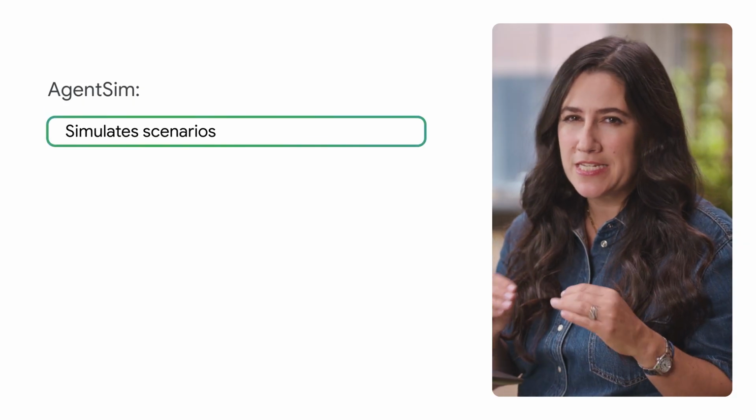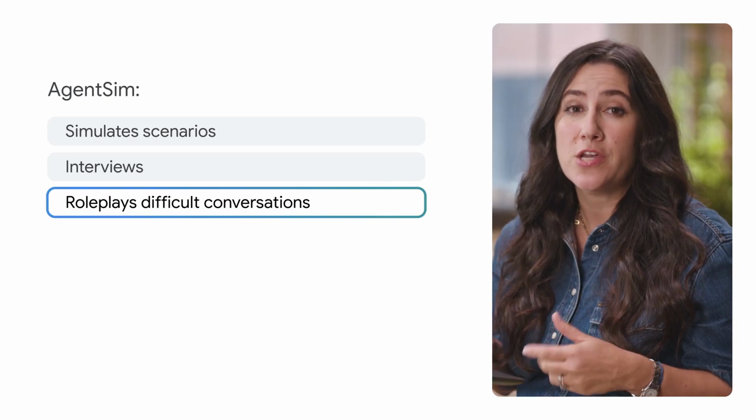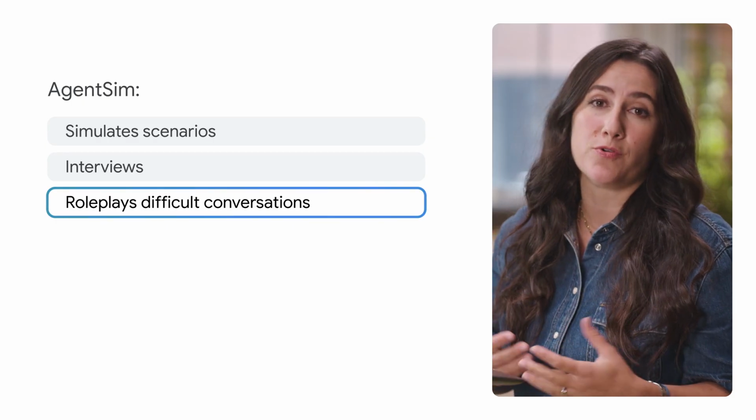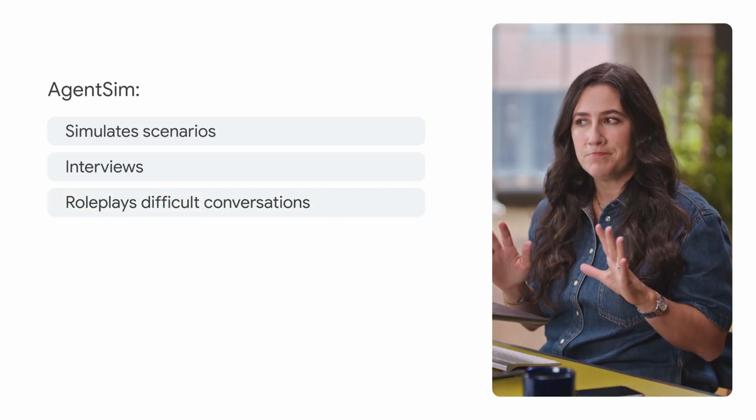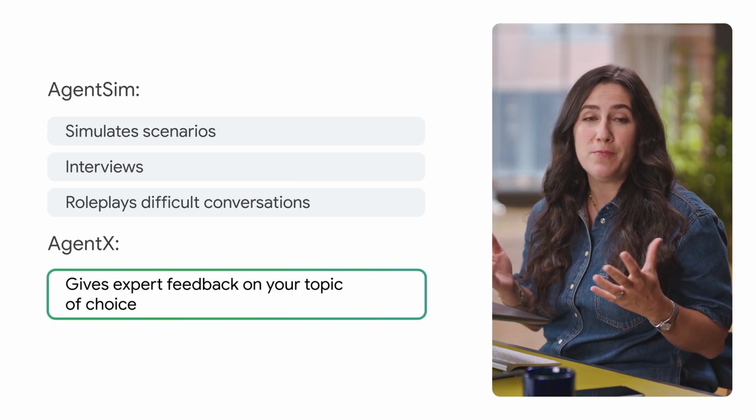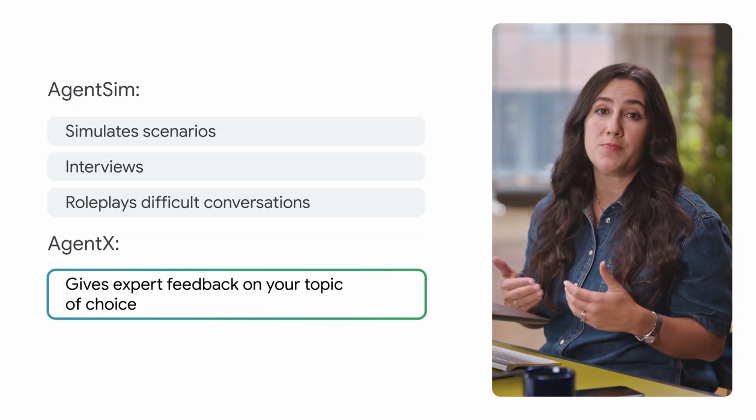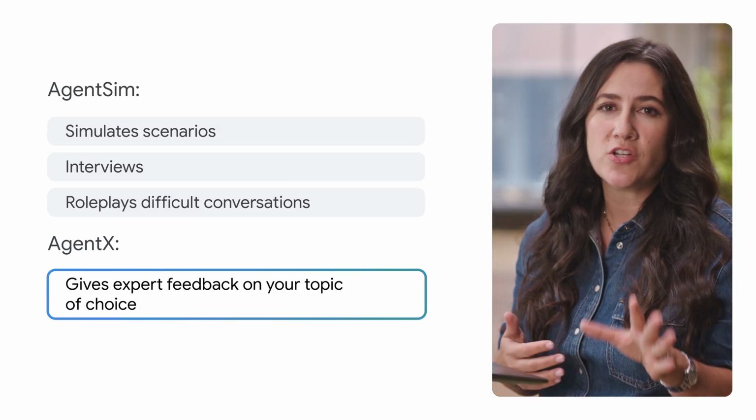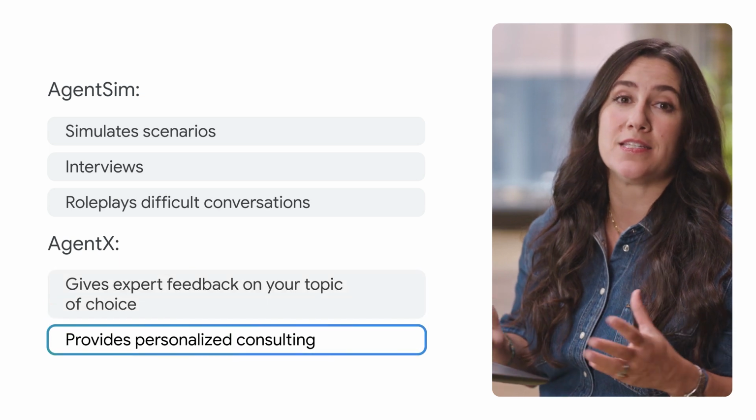We're going to learn about 2 different types of AI agents. We'll assign them names so it's easy to follow. The first one, let's call it Agent Sim, helps you simulate scenarios like interviews or role-playing a difficult conversation so you can practice and change your approach as needed. And the second, Agent X, gives you feedback on whatever topic you prompt it to be an expert on. Think of Agent X like a personalized consultant.